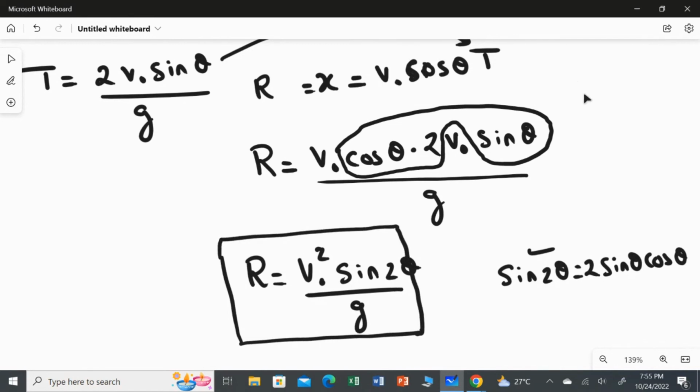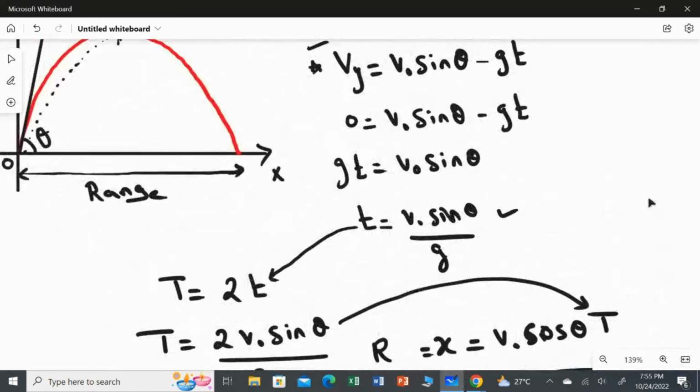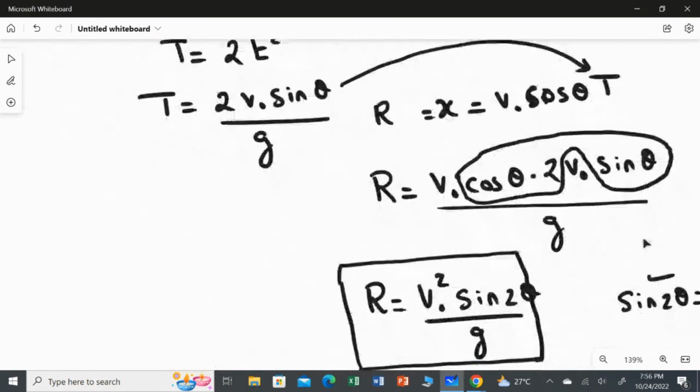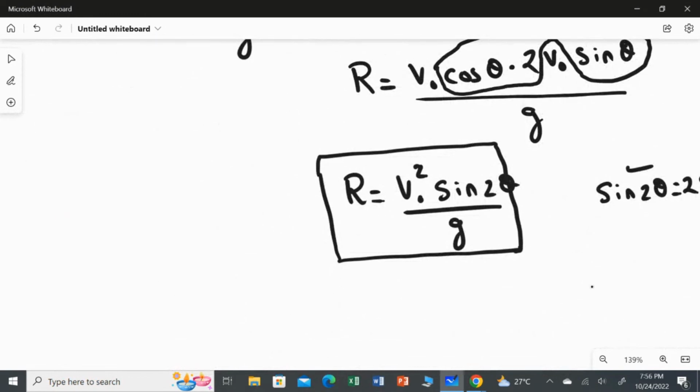Understand? Now the most important thing: when you launch the projectile at a certain angle, which angle will give you the maximum range? The angle is 45 degrees. I'm telling this because once you substitute theta equal to 45 degrees, 45 multiplied by 2 gives you 90. So sine of 90 is nothing but 1. That is, you will get the maximum range. So once you launch the projectile at 45 degrees, you will achieve the maximum horizontal range.